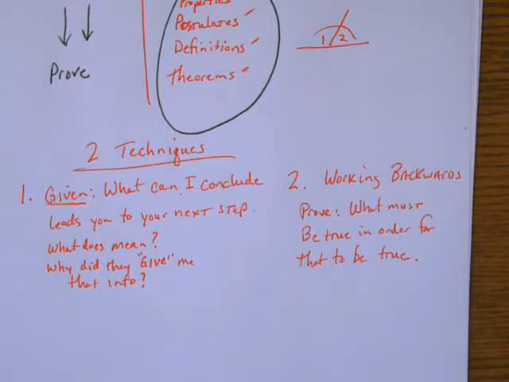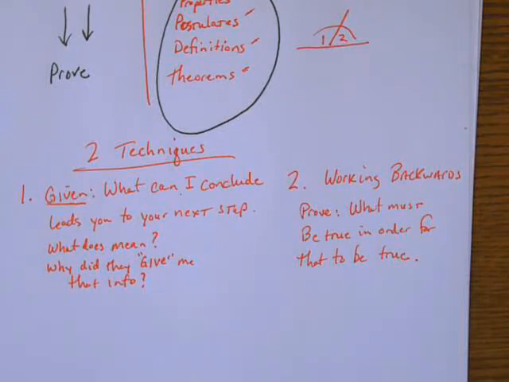Now, you're going to get a lot of practice, and I'm going to do this very same thing with you quite a bit as we go through these. But you've got to be able to have this conversation on your own with yourself as you do these proofs. What does the given information mean? What can I conclude? Okay? That's technique number one.